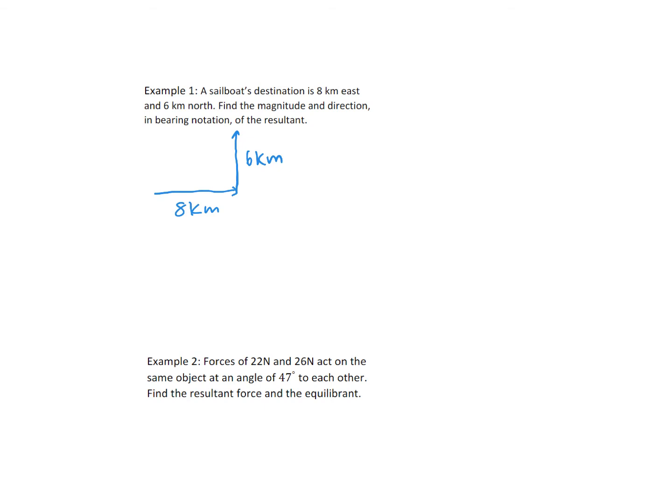Notice that I did tip to tail. So I went 8 kilometers, and then at the tip of that I put the tail of the next vector. And so the resultant, from start to finish, would be here. This one's pretty straightforward because it is a right angle, so that makes it much easier. If it's a right angle, we can use the Pythagorean Theorem to find the magnitude of the resultant. So it would just be 8 squared plus 6 squared equals R squared.